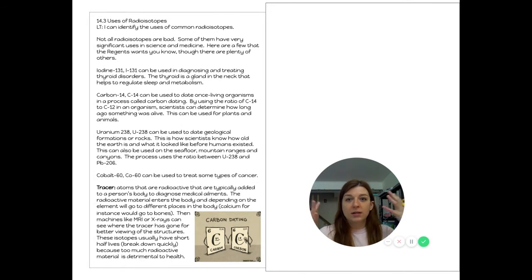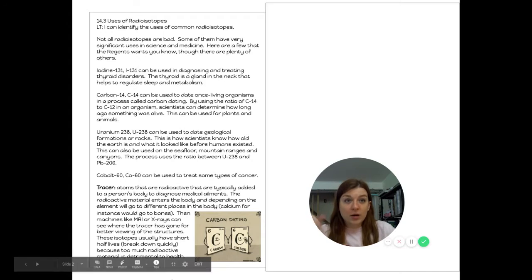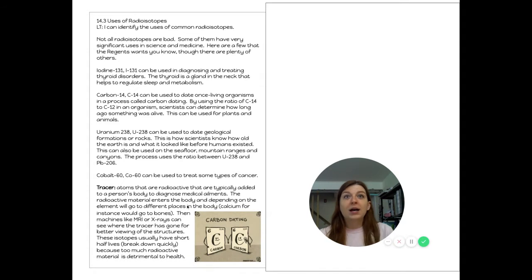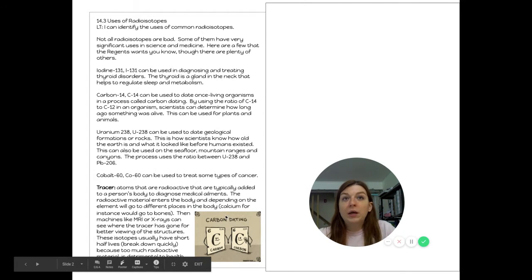Sometimes it's an IV, sometimes you eat it or drink it. And then your body will bring the iodine to your throat. And then they'll do either an x-ray or an MRI or a CAT scan. It all kind of depends. And then the particular tracer is going to glow or light up in some way for the doctor to be able to read the scan better. So that's what a tracer is. Different elements go to different parts of your body. For instance, calcium goes to your bones. Iodine is going to go to your thyroid. So this is just what a tracer is. And iodine-131 is a tracer for your thyroid.